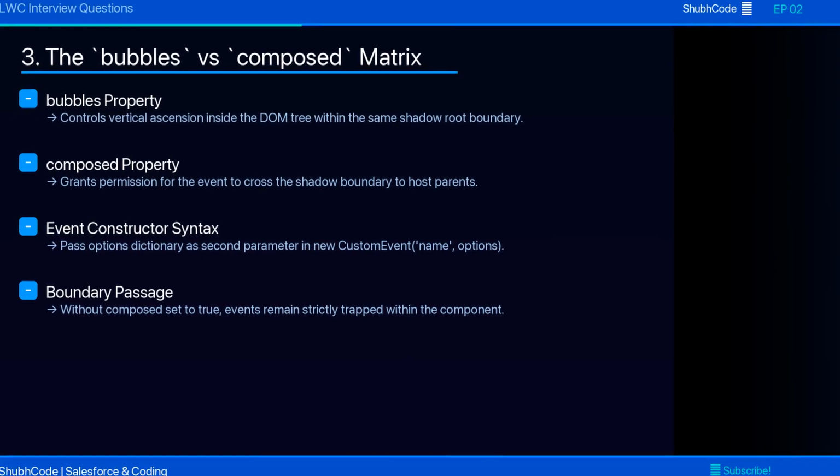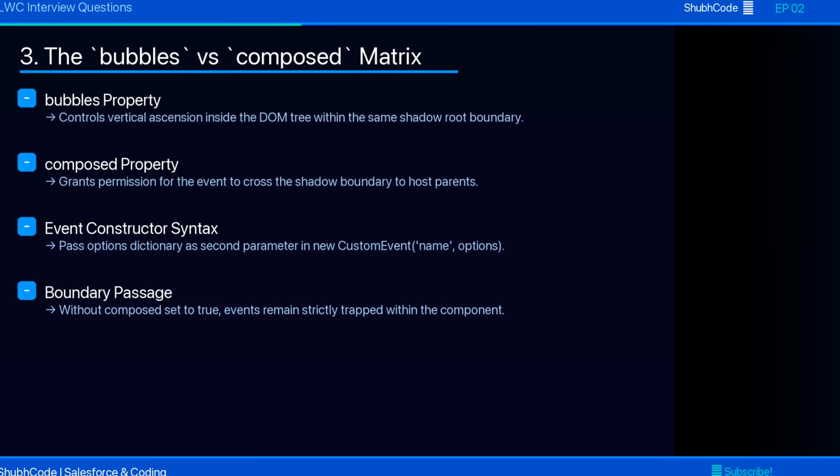This prevents internal component implementation details from leaking to outer layers. Configuring custom events requires setting Boolean flags for bubbles and composed in the event options object. The bubbles: true setting allows an event to rise upward through parent HTML elements within the current shadow tree. Conversely, composed: true permits the event to cross the shadow boundary into the surrounding outer parent DOM tree. In your JS controller, write this.dispatchEvent(new CustomEvent('select', {detail: payload, bubbles: true, composed: true})) to reach grandparent elements.